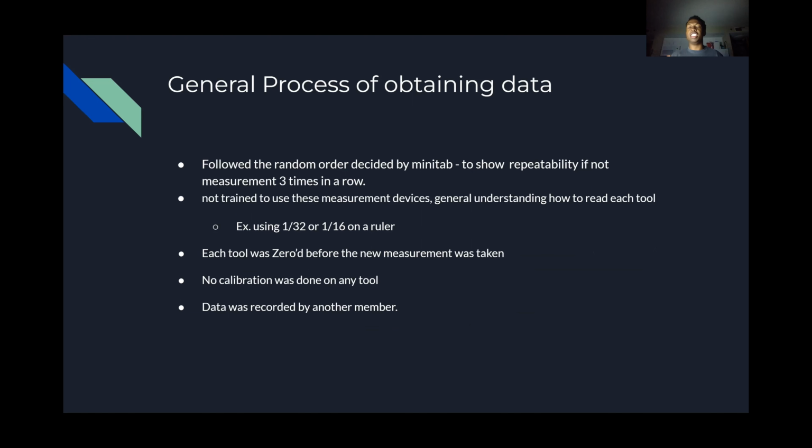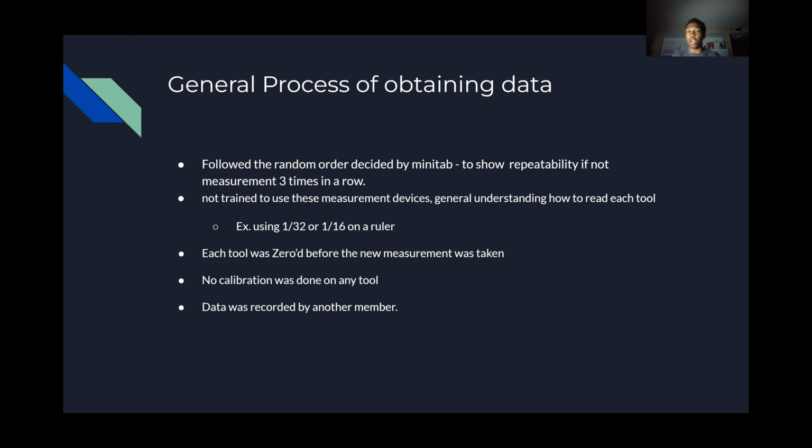So just a general process of how we obtained this data comes down to a couple of bullet points here. One thing was it was in a random order decided by Minitab using the gauge R&R study, and we'll see that in a little bit when we go to our procedure, to show the repeatability and not measure 3 times in a row, meaning that we didn't measure each thing each time, just 1, 2, 3 off the bat. We usually did 1, 2, 4, come back in a different order just to show if you could repeat the process and have the same results.